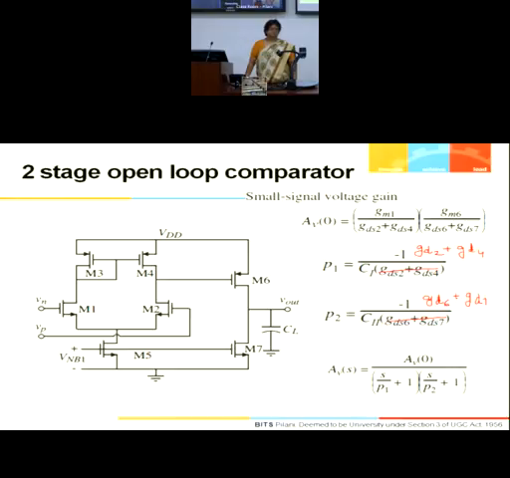I am not showing a 0 here. Does the 0 exist or not? The 0 exists. Why? Because you have a CGD here. But CGD is so small that the 0 moves towards infinity, because we don't have a CC here. We do not have a compensation capacitor. It is only CGD, a parasitic capacitance of very small value, in femtofarads. So the 0 exists, but at very high frequency. It doesn't affect my UGB, the gain bandwidth product. Okay?